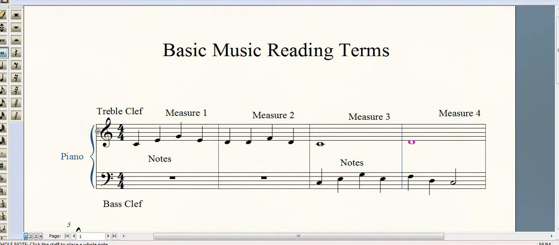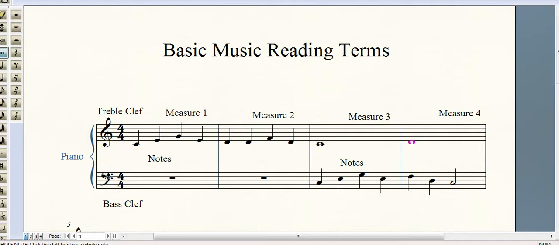First of all, you see over here, this is the treble clef. You see I'm putting my mouse over it. It says treble clef right here. You see that this is called the bass clef. And notice that the treble clef is above the bass clef. This is very, very common in piano music to have the treble above the bass.